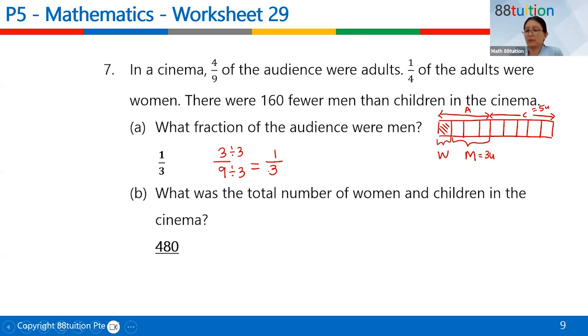Next, what was the total number of women and children in the cinema? So you'll find the real thing. So we compare, this is the only value. So we must make use of this, right? This is the difference between men and children. So 2 units is 160. So 1 unit is 80. You want the total is 9 units.